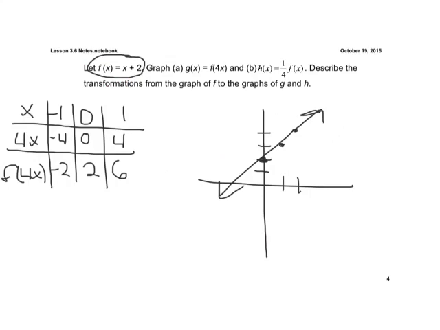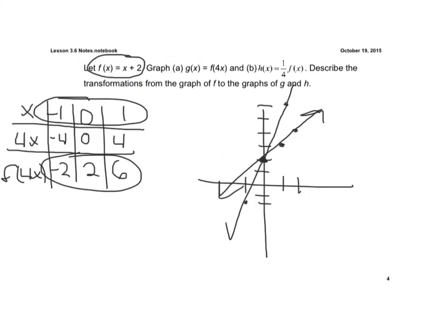Now we have to plot our x and our y. So negative 1, 2, plot a point. 0, 2, our y coordinate's not moving. And 1, 6, way up here. If we connect our dots again, notice we have a horizontal shrink because it's shrinking towards our y-axis, and that's by a factor of 1/4.